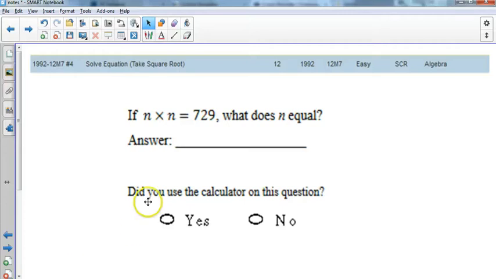Hey guys, welcome to this video where I chose to take this NAEP item that says if n times n is equal to 729, what does n equal? So the answer to this would be the square root of 729, right?